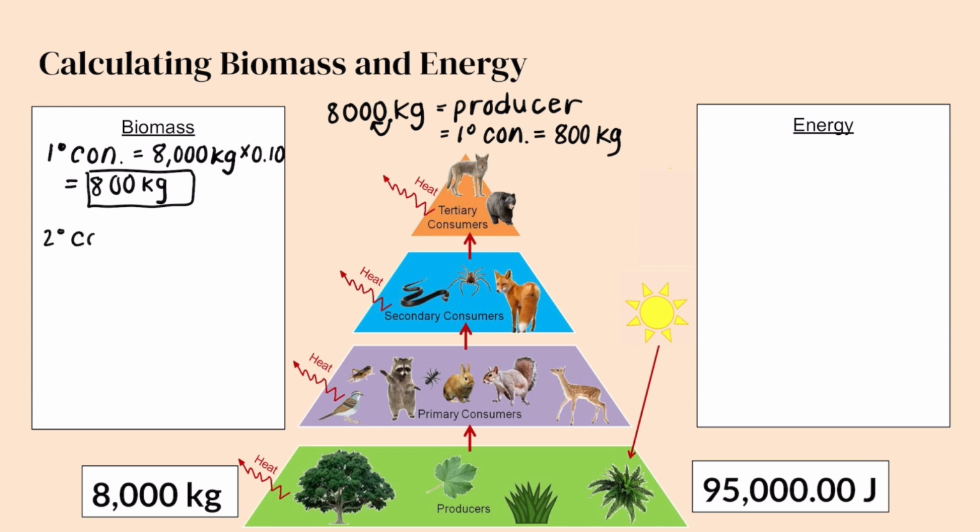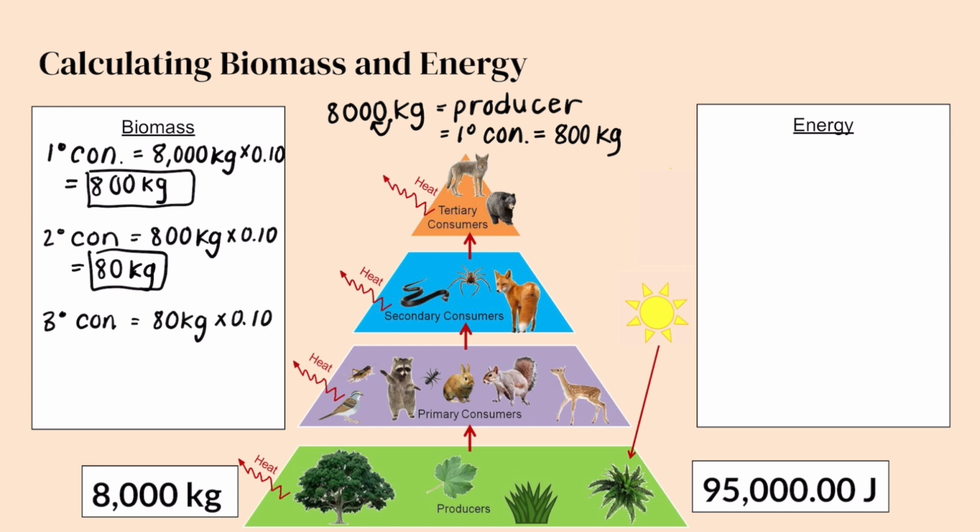For secondary consumers, we take our value for primary consumers and multiply it by 10%. So 800 kilograms for our primary consumers times 10% equals 80 kilograms. And then finally, for our tertiary consumers or our apex predators, we take our biomass of our secondary consumers and multiply it by 10%, and we're left with 8 kilograms for our tertiary consumers. So you can do that again by moving the decimal place, or you can write it out, whatever suits you best and makes the most sense in your brain.